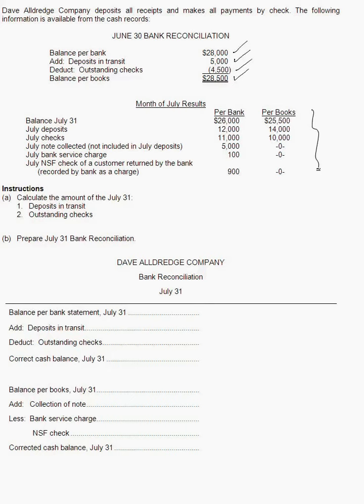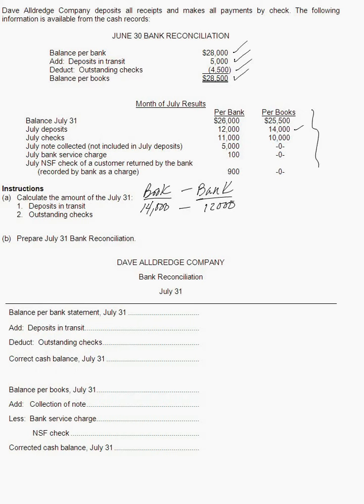So normally, our deposits in transit or outstanding checks would be the difference between the book amount and the bank amount. And so if I were to look at deposits in transit, I would say the book deposits were 14,000 and the bank deposits were 12,000, and therefore we must have $2,000 as deposits in transit.